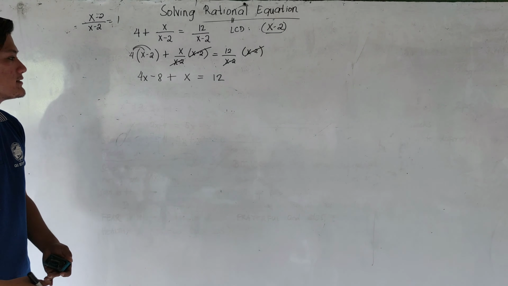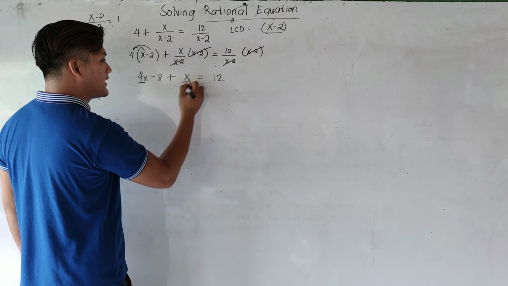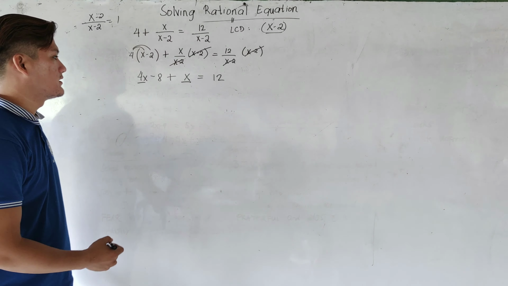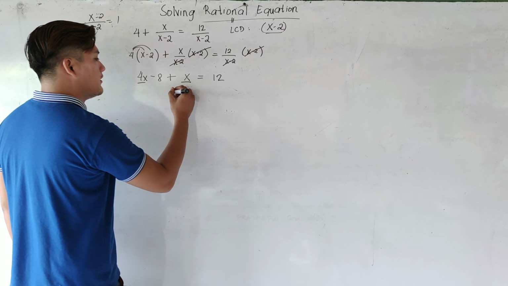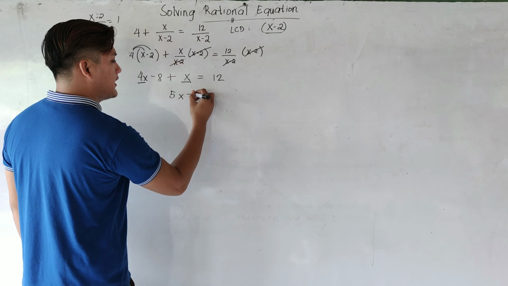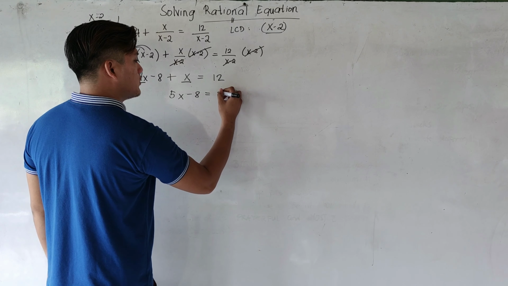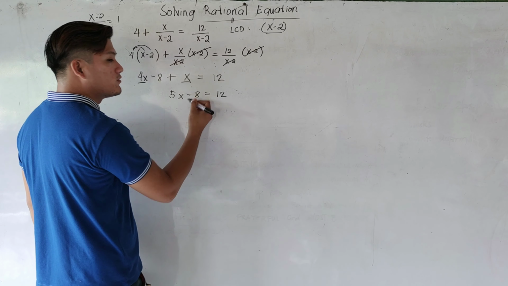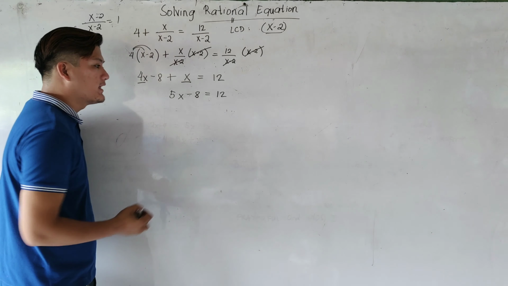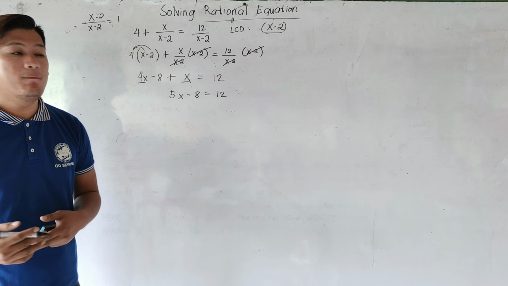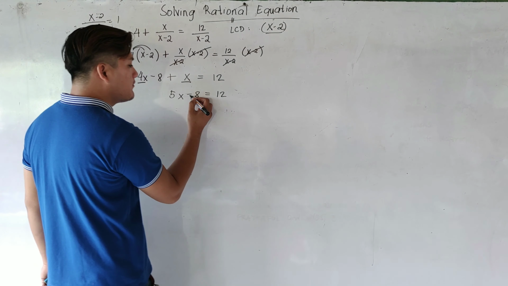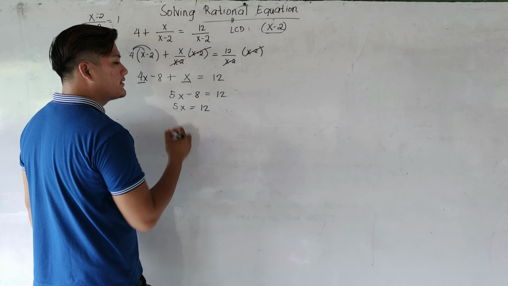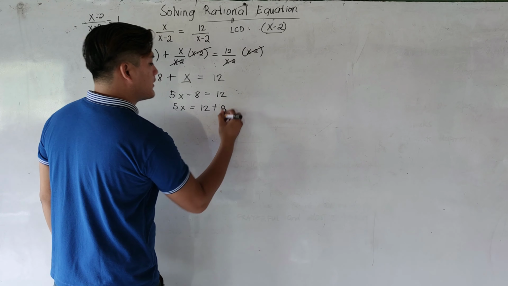Okay? So what will happen next? Combine like terms. We can combine 4x and x. So 4x plus x, we have 5x minus 8, copy 8, is equal to 12. In this part, we are going to transpose negative 8 to the other side. The law of transposing: it will become its opposite sign. So the sign of negative 8 will become positive 8. So copy 5x is equal to 12, and negative 8 transposed will become positive 8.